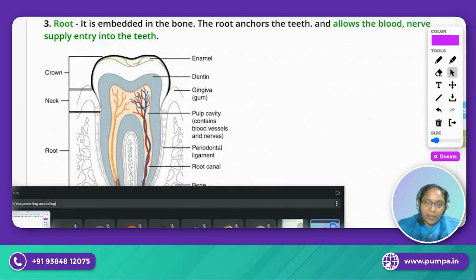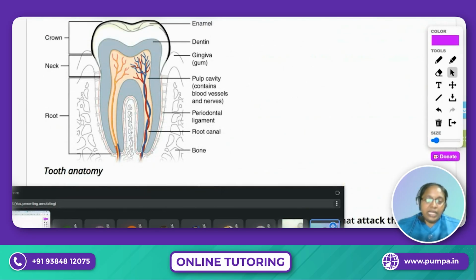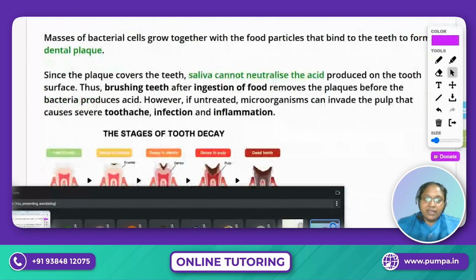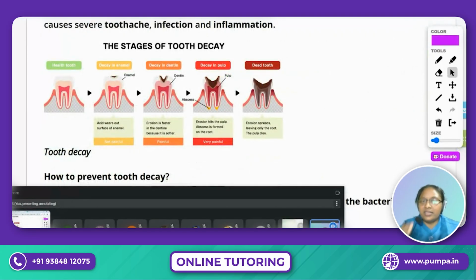These are the parts of the tooth, and then we are going to look at dental care, how tooth decay occurs. It's for information. First, a healthy tooth will have enamel. Even in advertisements you would have seen it, right? The outer shiny part is known as enamel.